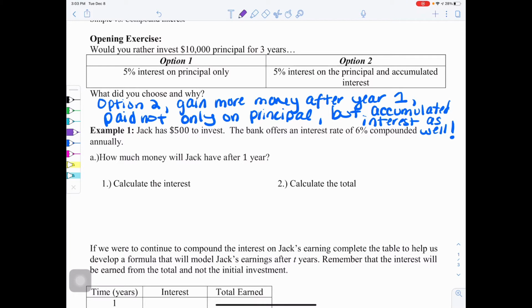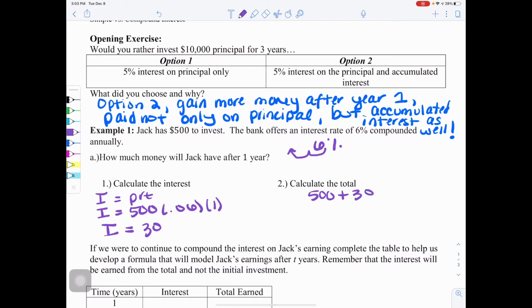So we're going to calculate the interest first. Remember, it's I equals PRT. We want to know the interest when we know our principal is $500. Our rate was 6%, so I'm going to have to change the 6% to a decimal by moving the decimal place 2 places to the left, which means I'll be putting 0.06 in for my rate. And my time is just 1 year. So if I multiply 500, 0.06, and 1, I get 30. So for my total, I have my principal plus my $30 interest, for a total of $530.